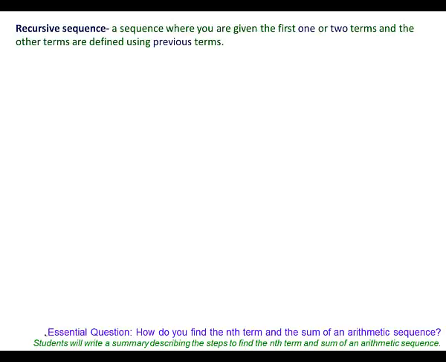All right, so did you have to fill in blanks? Okay, so recursive sequences where you're given the first 1 or 2 terms and the other terms are defined using the previous term. That's why it's recursive, because we use the previous formula or the previous answer to create the next term.